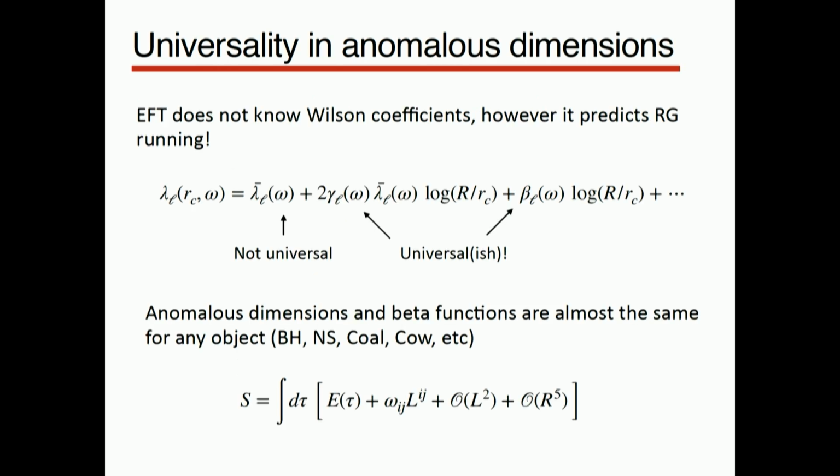Now, this is interesting because part of this anomalous dimension, actually most of it, all the pieces that depend on this leading coupling, the leading part of the anomalous dimension, is actually universal. So it's a prediction from the EFT, and it tells you that it will be independent of the nature of the object. Okay, and they're almost the same for any object, and in particular, we could use any particular object to compute these universal pieces.